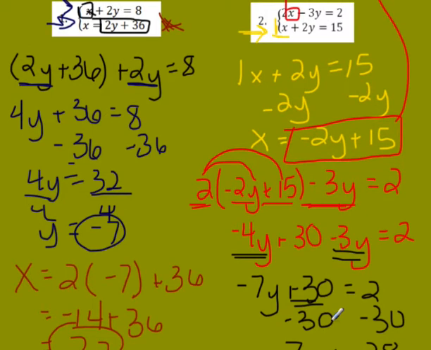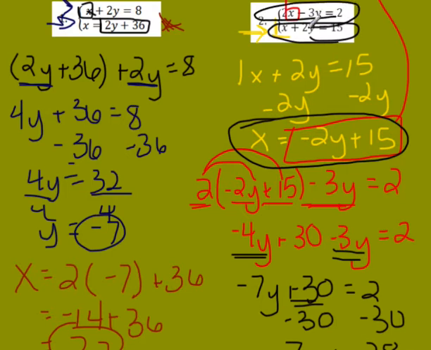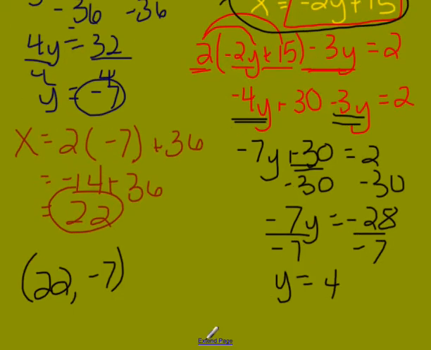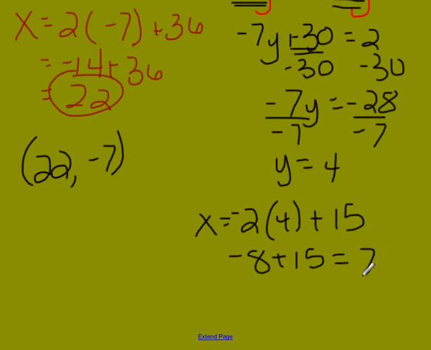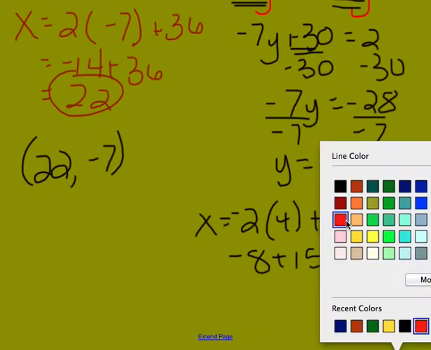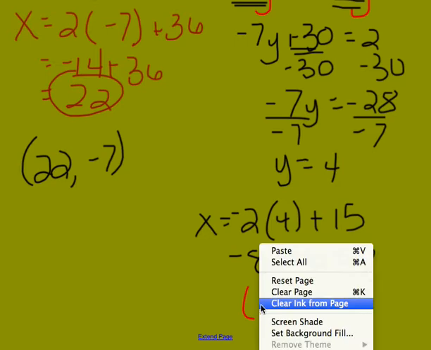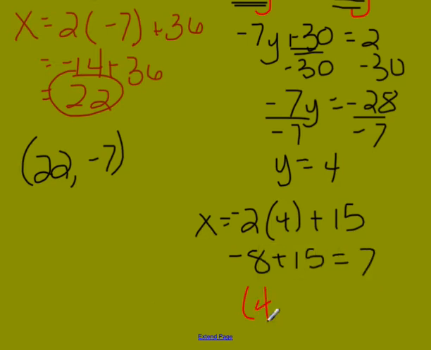So then if I go up here, I need to plug it back in. I can plug it back into this one, or this one. I have a lot of options. I'm actually going to plug it into that one because I've already done the work of solving for x. So I'm going to plug in for y. So I have x is equal to 2, and instead of putting in y, negative 2, I'm going to put a 4 plus 15. So then I get negative 8 plus 15, so I get that x is equal to 7. Finally, I want to write that out as a coordinate point, which would be 4, 7.